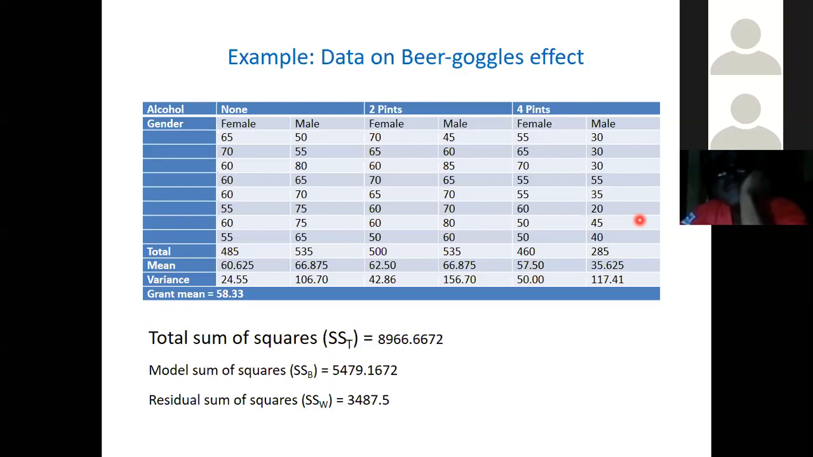7 times 6. Because each of the groups has degree of freedom 7, 7, 7, 7, in 6 places. That's why the degree of freedom for within is 42. You get it now?